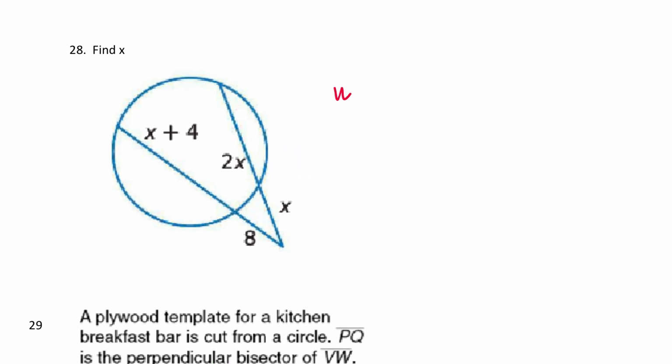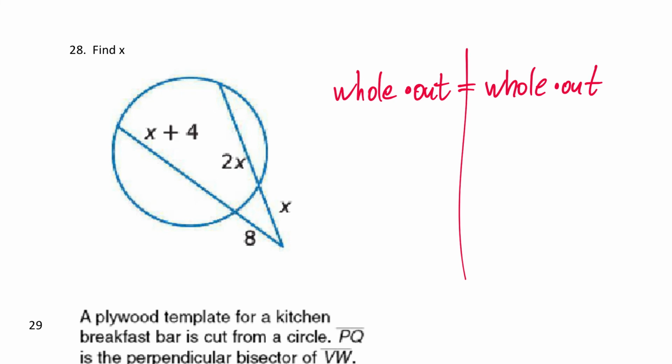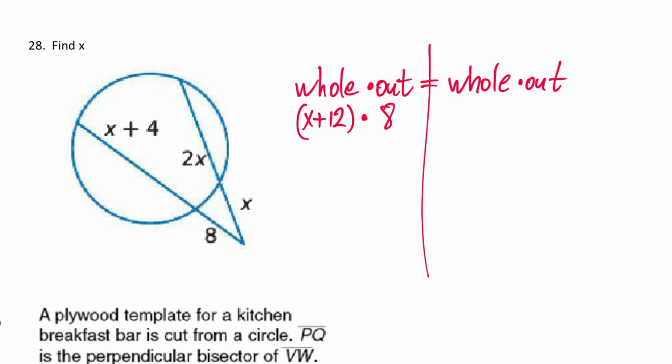So we've already done one like this one, but I want to do this one because this one's where we're going to have to do some graphing, I think. Whole times outside equals whole times outside. All right, how long is this whole thing, this one right here? It's x plus 12, right? Because it's this piece plus this piece. So if you have x plus 4 plus 8, that just ends up being x plus 12 times how long is the outside piece there? 8. Equals, okay, how long is this whole thing going to be?